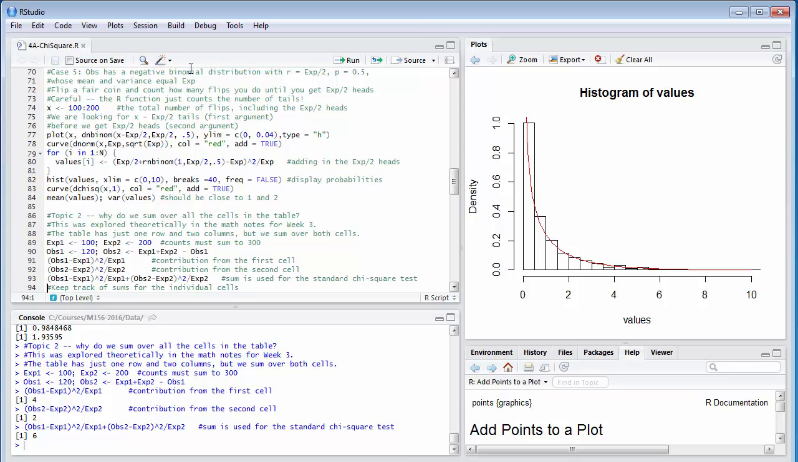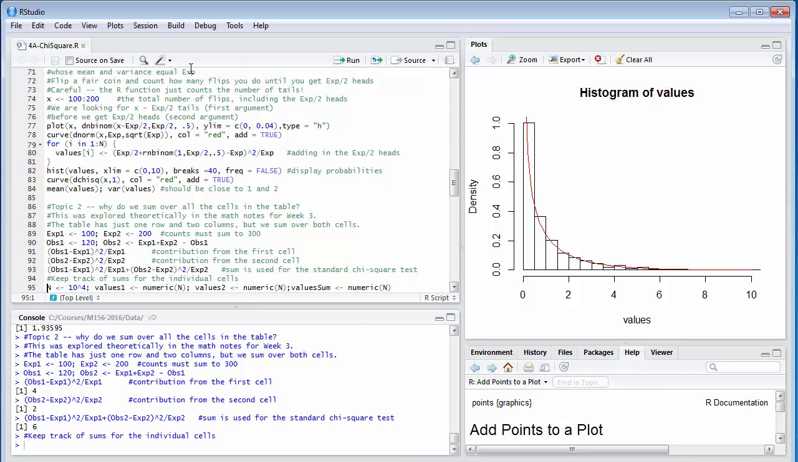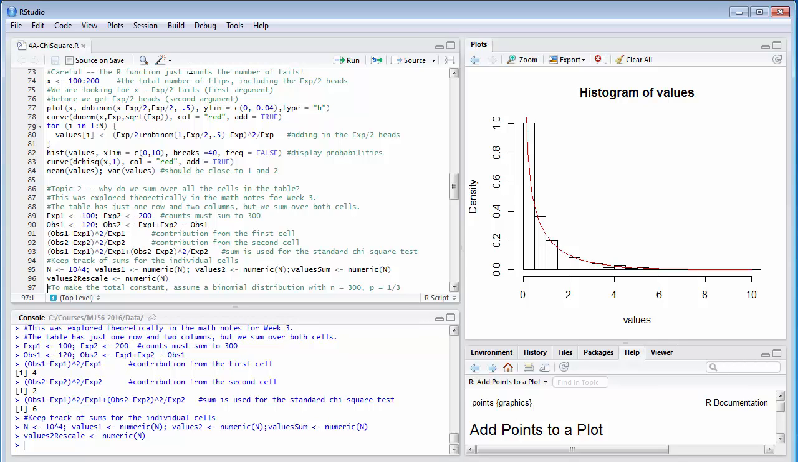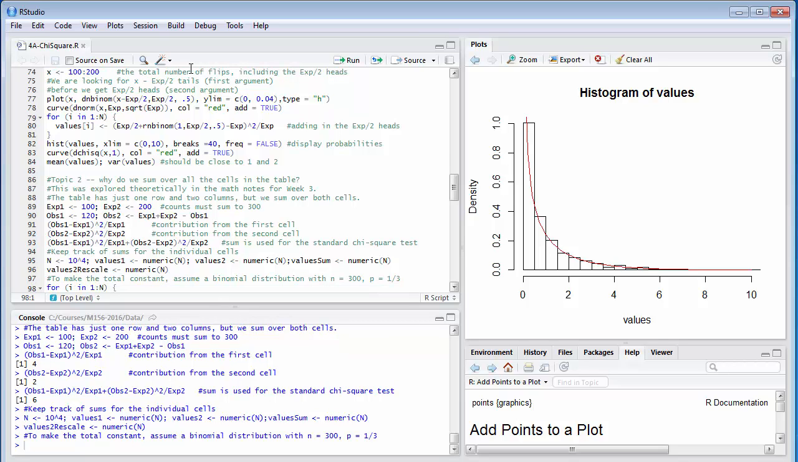Now let's keep track of what happens with these sums for the individual cells. I'll save the value in the first cell in values 1, the value from the second cell in values 2, the values in the first two cells summed in values sum, and finally a rescaled version of the values in the second cell. I'm going to assume a binomial distribution, 300 trials, 1/3 probability of success.